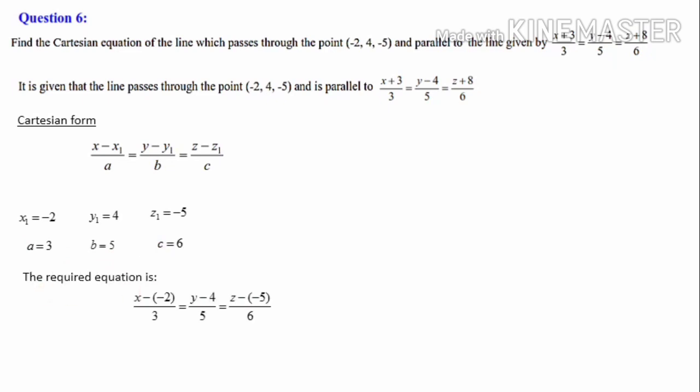So the required equation is x minus x1, that is x minus -2 by 3, y minus y1 by b, y minus 4 by 5 equal to z minus z1 by c. So z1 is -5, so z minus -5 by 6. That is x minus -2, that is x plus 2 by 3, y minus 4 by 5, z minus minus is plus, so z plus 5 by 6. This is the required equation.